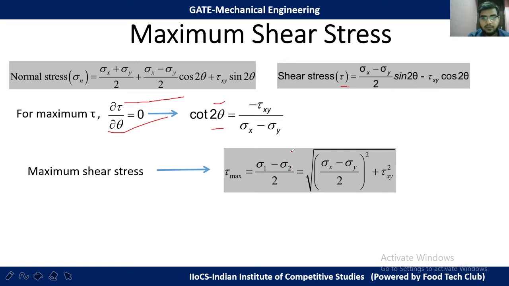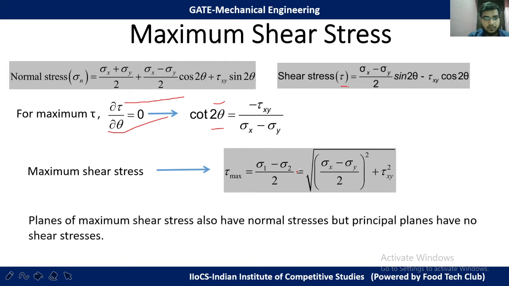Okay, so let's move further. Planes of maximum shear stress also have normal stresses, but principal planes have no shear stress. So at the planes where maximum shear stress acts, normal stresses also act at that plane. But at the principal planes where principal stress acts, there will be no shear stress. This should be remembered.